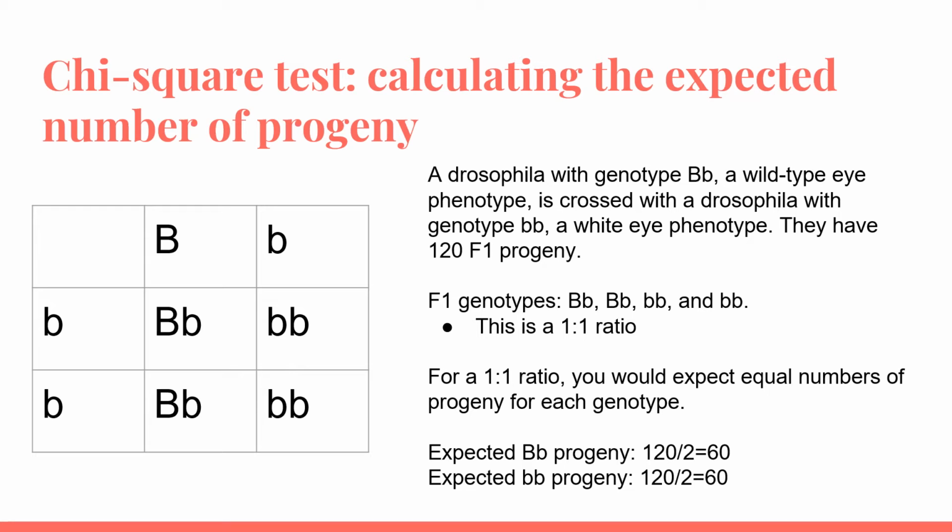For a 1-to-1 ratio, you would expect equal numbers of progeny for each genotype. So for the expected progeny of big B little b, you would get 120 divided by 2, or 60 big B little b, and the same is true for little b little b progeny. You would have 60 little b little b progeny.